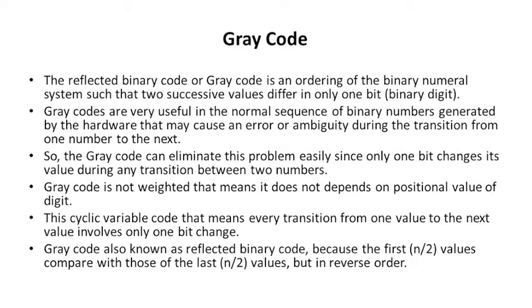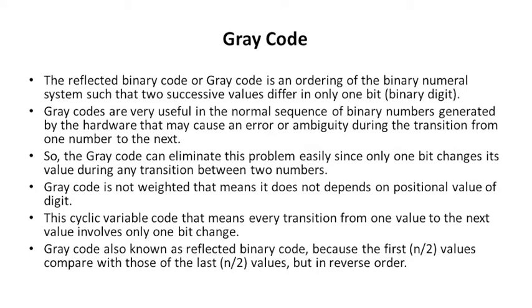So the gray code can eliminate this problem easily, since only one bit changes its value during any transition between two numbers. Gray code is not weighted, that means it does not depend upon the position value of a digit. It is a cyclic variable code, that means every transition from one value to the next value involves only one bit change.